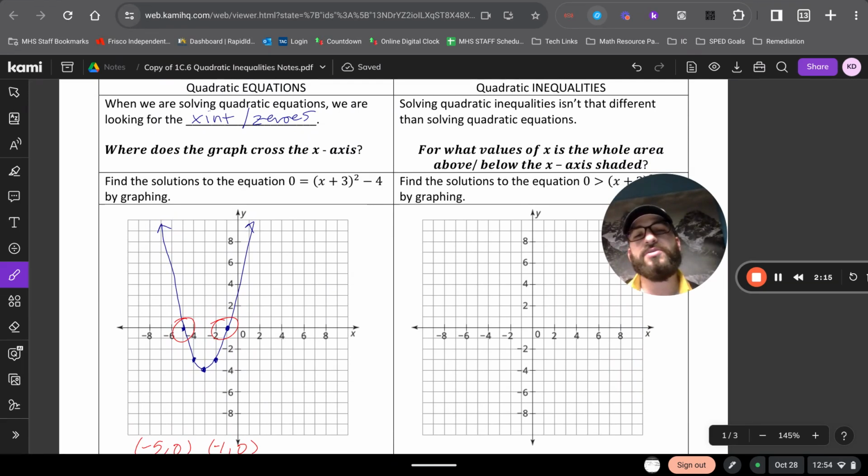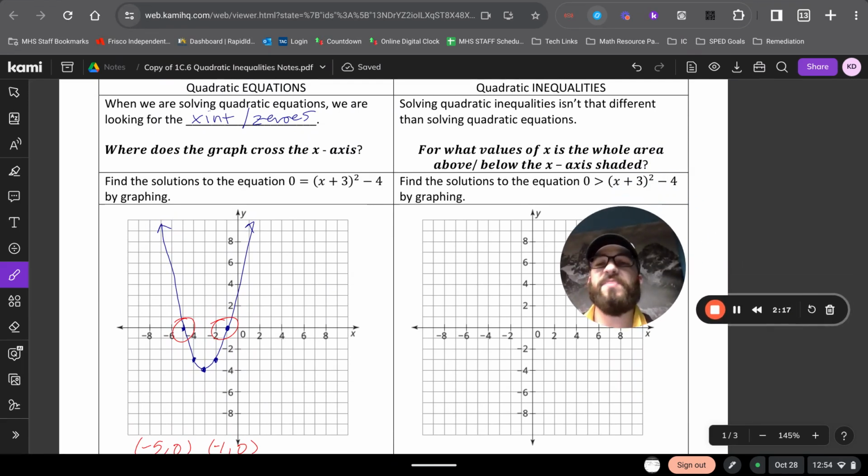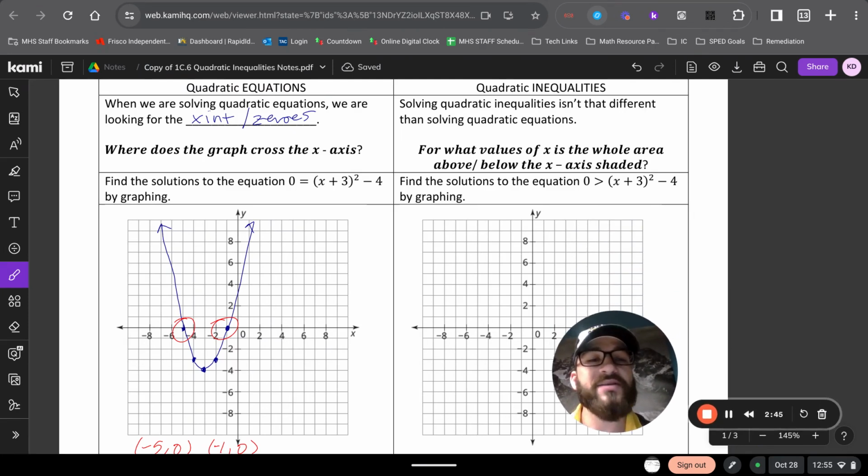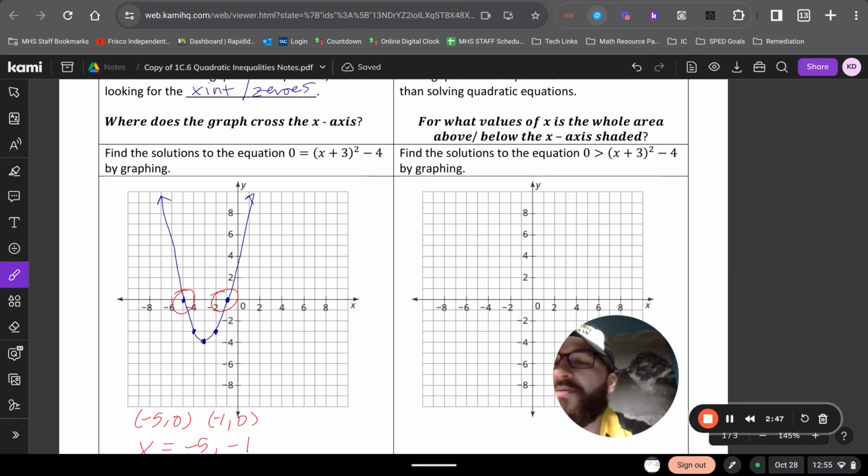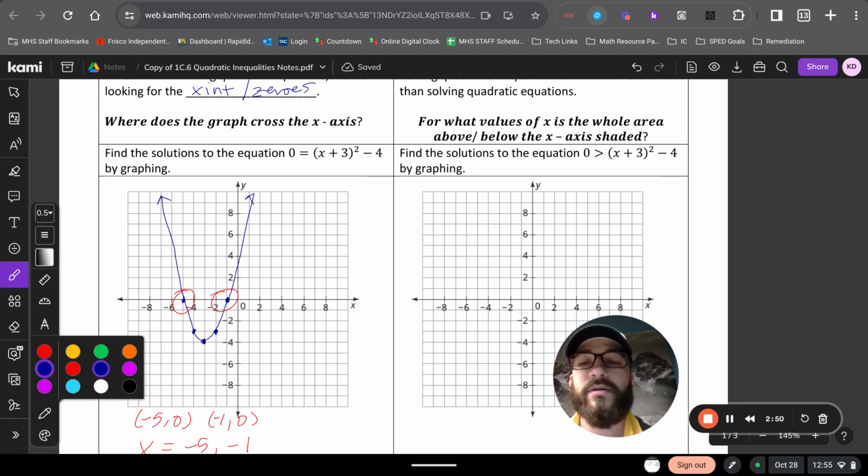Okay, now we want to elevate it to solving a quadratic inequality. The key with solving a quadratic inequality is that instead of it just being a specific value, it's now going to be an area or a region. We're not just finding those x-intercepts or zeros. We're finding that region. We're still going to be looking for those zeros, but this time we're looking at whether my whole graph is above or below 0, not just those points where I'm equal to 0.